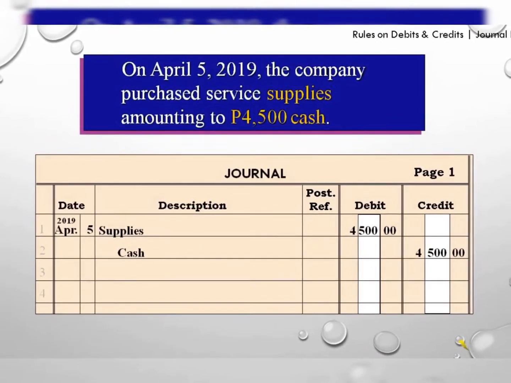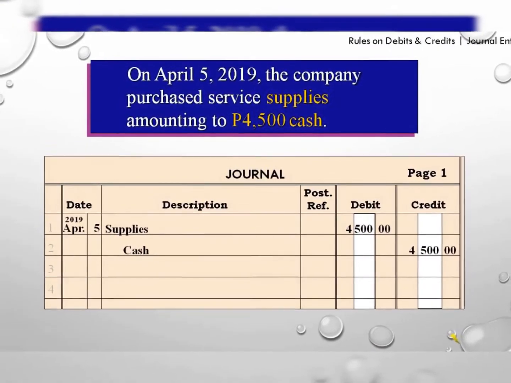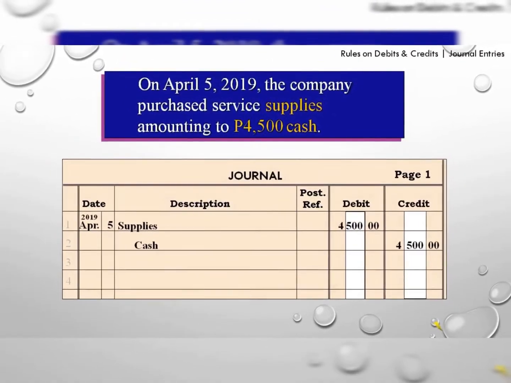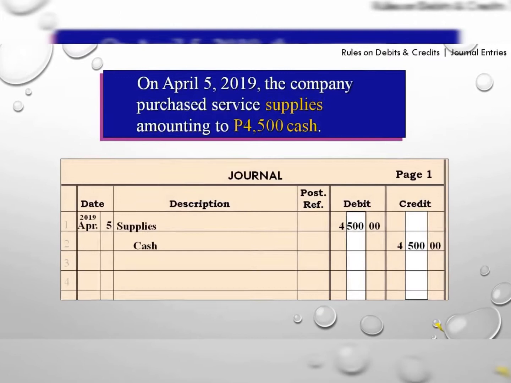On April 5, 2019, the company purchased service supplies amounting to $4,500 cash. Journal entries: supplies debited, cash credited.